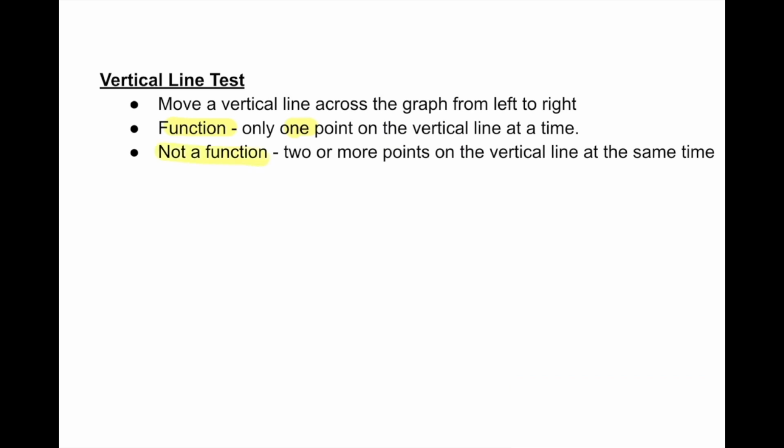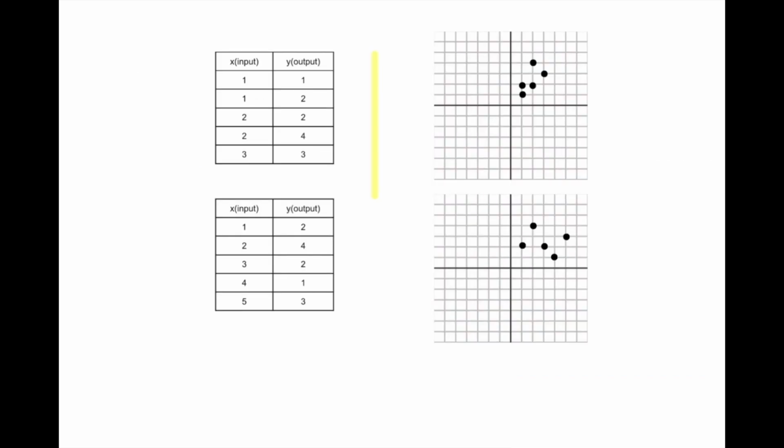If it's not a function, 2 or more points will be on the vertical line at the same time. Here are some examples of how you can use the vertical line test. On the left, we have the two tables that we had above, and on the right, we have the points plotted on a coordinate plane. We can use that vertical line to see if we have 2 points on the line at the same time.